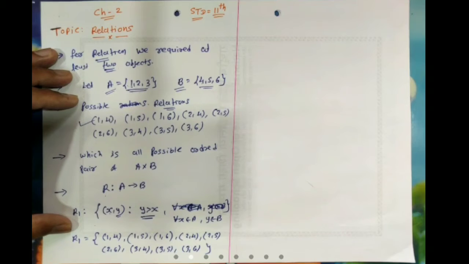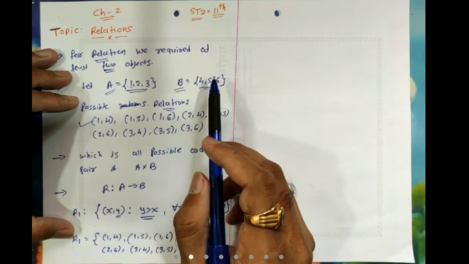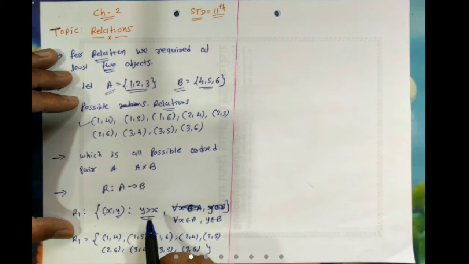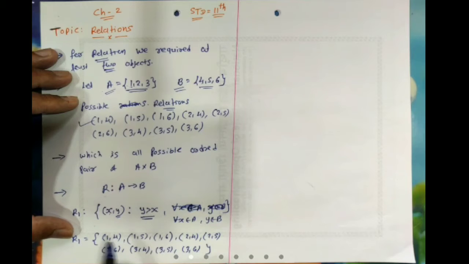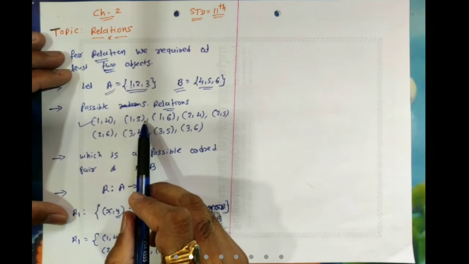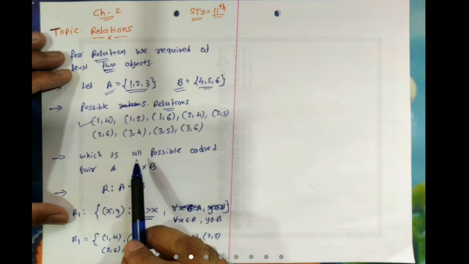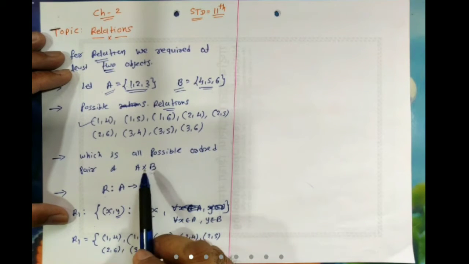So this is relation R1, in which all the elements of set A are related to set B by this description. The relation is that the second element must be greater than the first element. So here the second element is greater than the first element. So we are getting all these ordered pairs. All these ordered pairs are nothing but ordered pairs of A cross B. Done. The relation is nothing but a set of ordered pairs of A cross B.